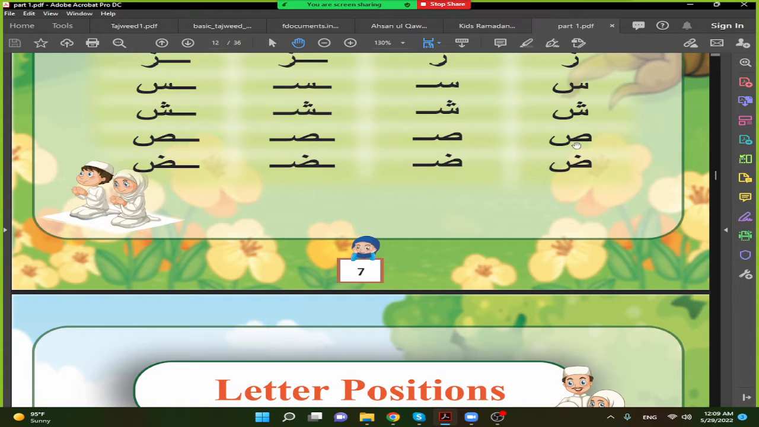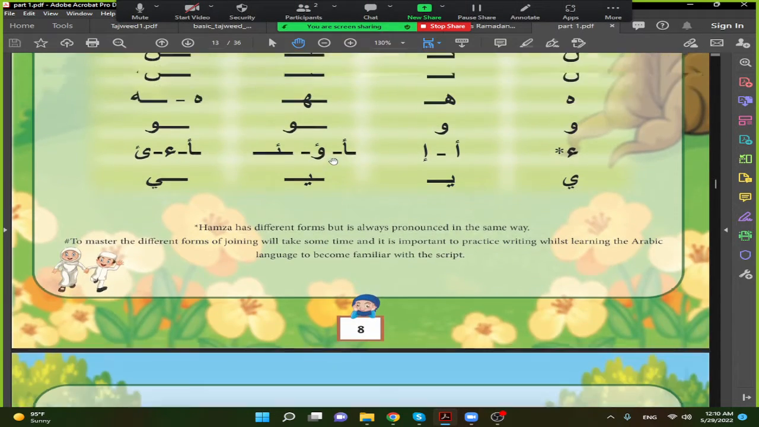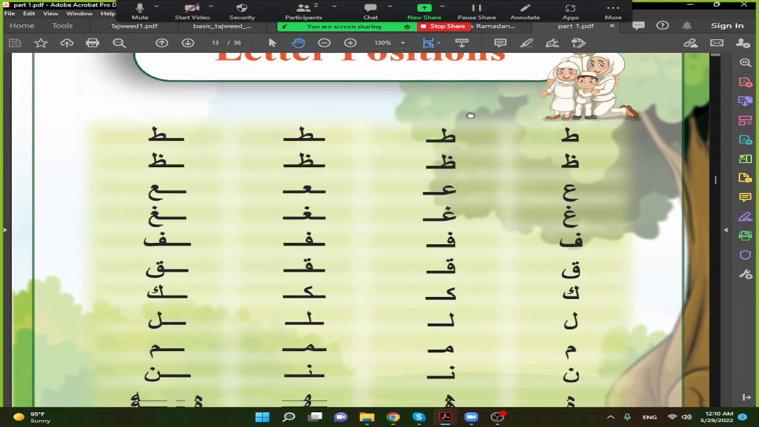This one. Sod. Hmm. Sod. Say again. Sod. This one. Sod. Dod. Dod. Very nice. We are just going to complete this page also, then we will start the new lesson. Can you say this?